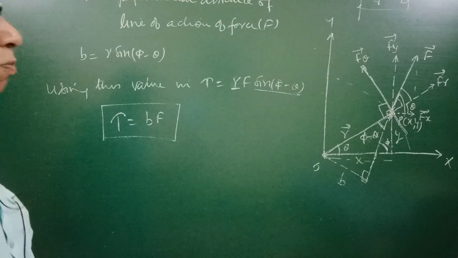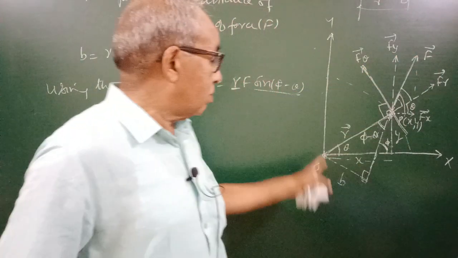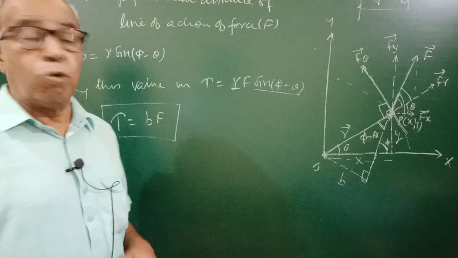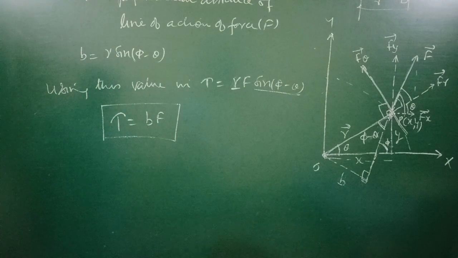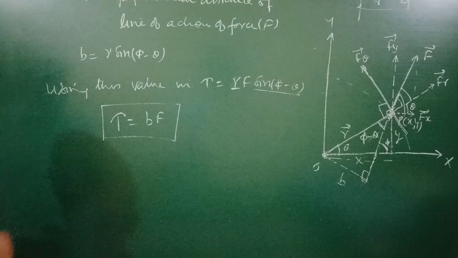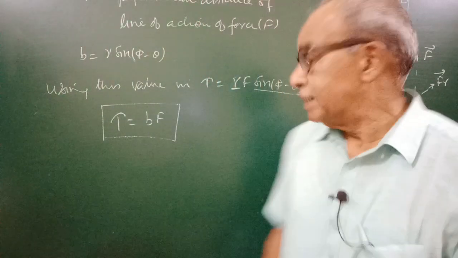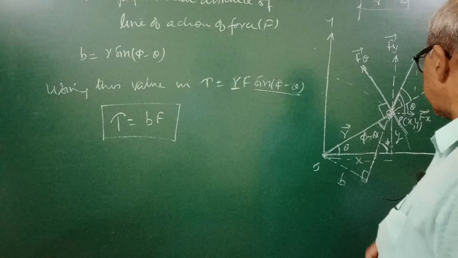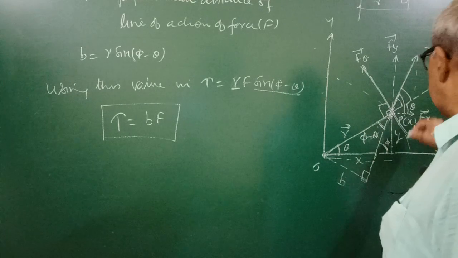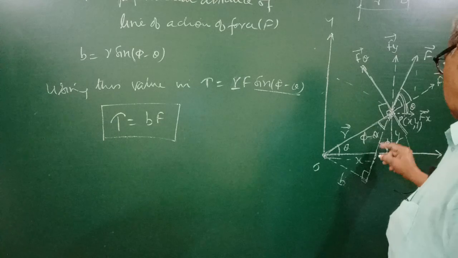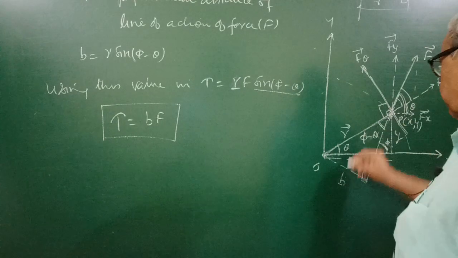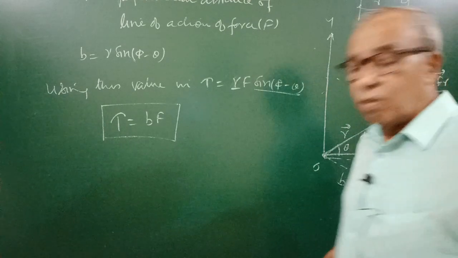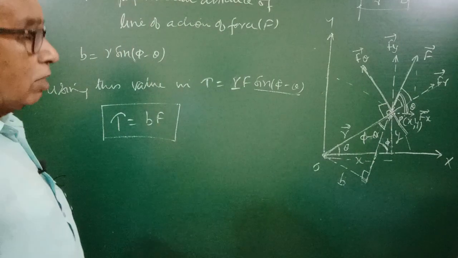Torque produced by any force F depends on F into b. The larger the value of b, the greater the torque for a given force. Now, if b is 0, this b is the perpendicular distance of the line of action from the axis of rotation. If we change this angle phi and decrease phi, at some point b is 0, then force F acts along the radius, and torque will be 0.